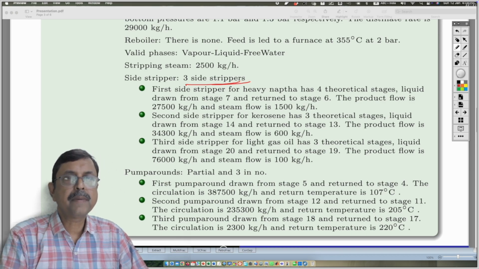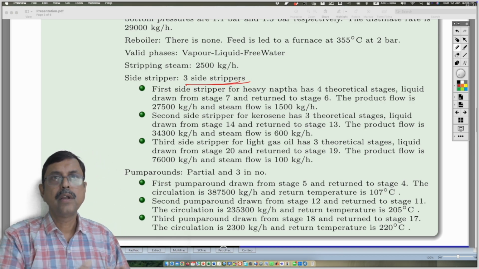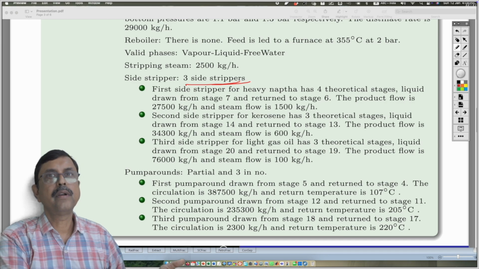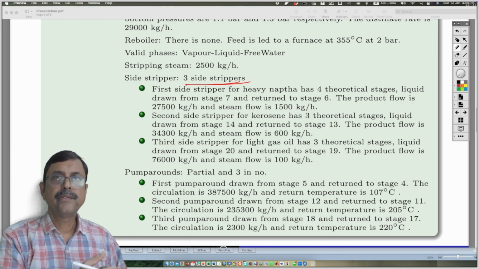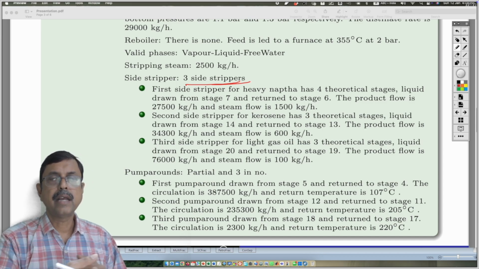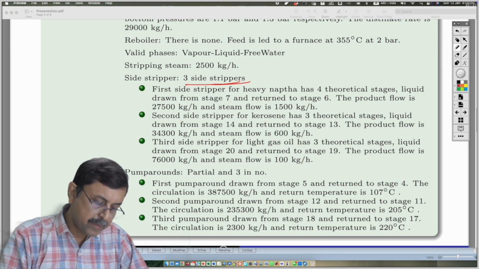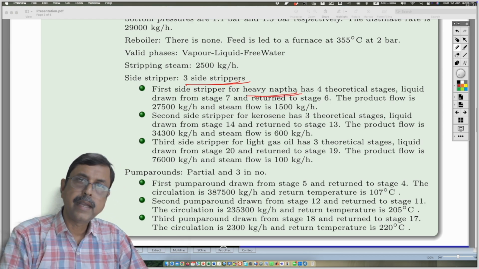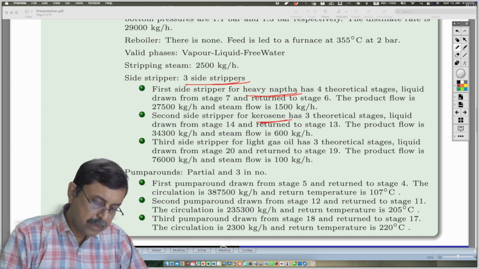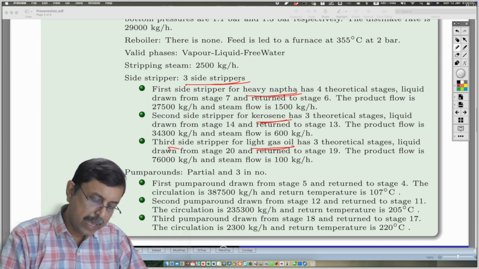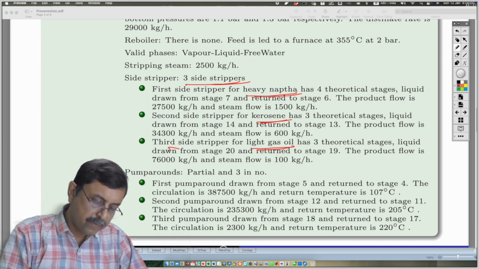What is the need for a stripper? I have already said that we have to take out multiple components out of the atmospheric column. So to take them out, we have to use some strippers in between. Not only the heaviest key and lightest key, we have to take out individual cuts from in between. So the first stripper takes out naphtha. The second stripper is used to take out kerosene, and the third stripper is used to take out the light gas oil. Okay, and their flow rates are also given.